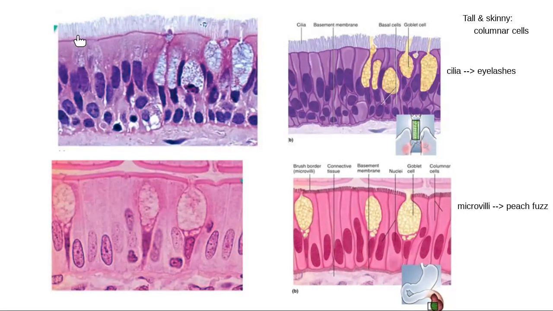These long cilia, these eyelashes, are really good at moving stuff. So we find them in places like the trachea, where we want to move out any dust or debris that you might accidentally breathe in to make sure it doesn't get down to your lungs. Cilia, great at moving things.